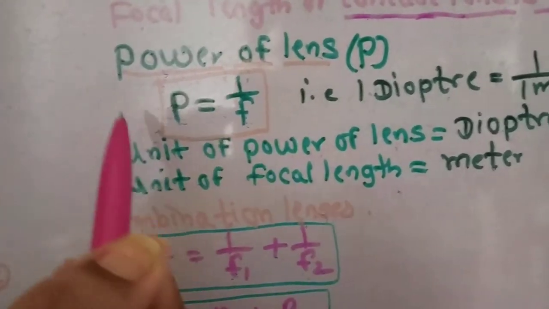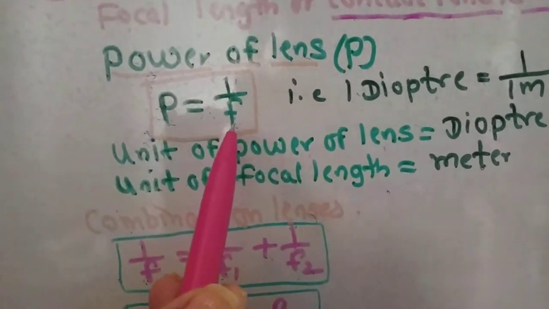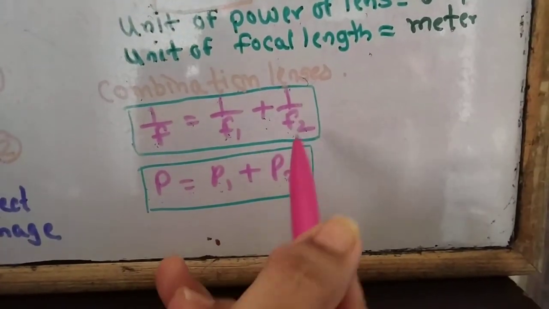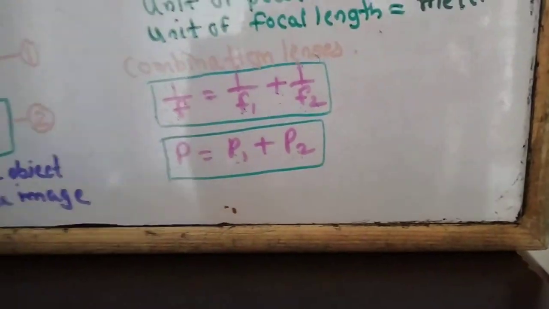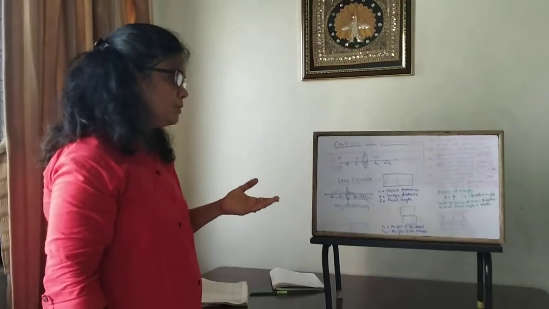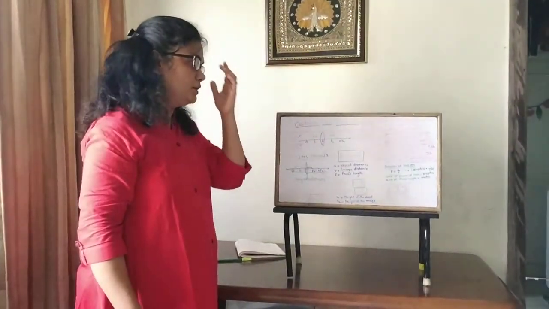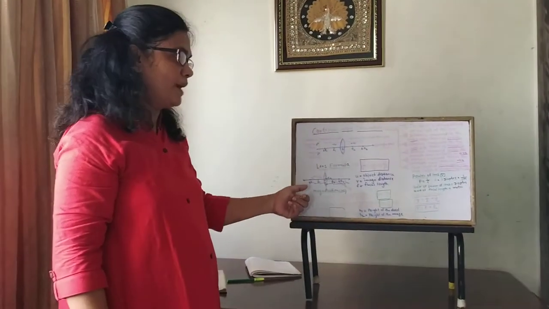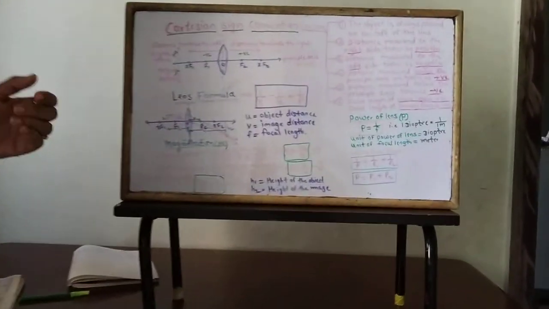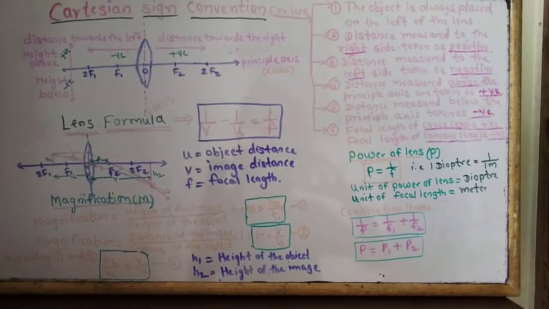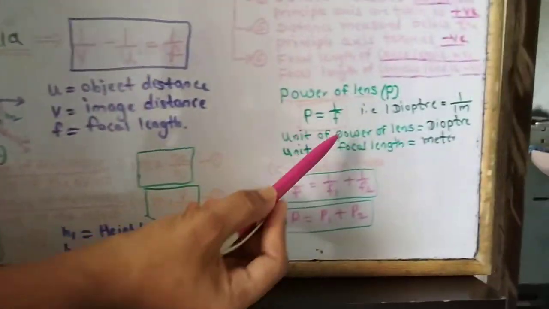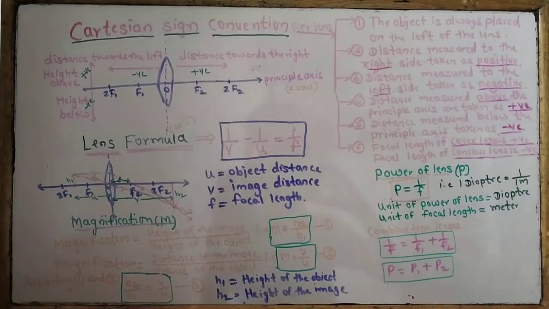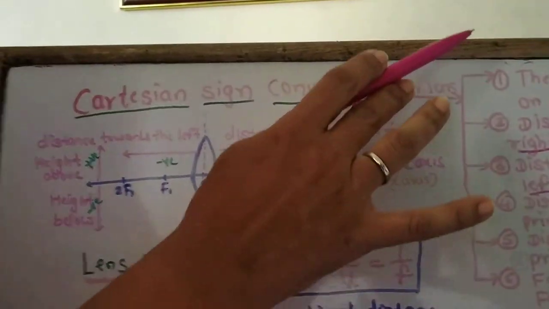You have to remember one more formula, the power of lens, that is P equal to 1 upon f. Last, combination of lens, 1 upon f is equal to 1 upon f1 plus 1 upon f2, P equal to p1 plus p2. ये Cartesian sign convention, lens formula, magnification formula and power of lens, ये तीनों formula, we have to remember, very important formula है. जब हम न्यूमेरिकल प्रॉब्लम सॉल्व करेंगे तभी ये तीनों फॉर्मूला यूज करने का है. और Cartesian sign convention is also you have to remember.